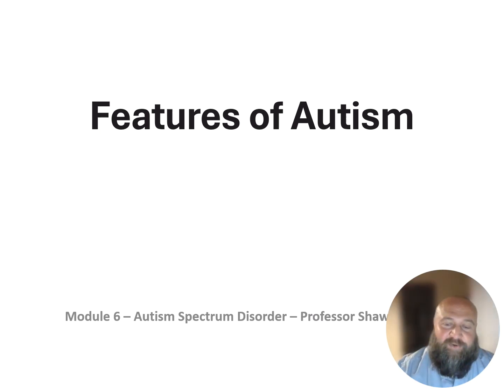Hello, everybody. So in Module 6, we're going to be going into the features of autism. I do have to warn you, this is a bit of a lengthy module. We're going to be covering a lot of different chapters. However, that being said, it really is one of the more interesting of the modules that we're going to be covering in this class.